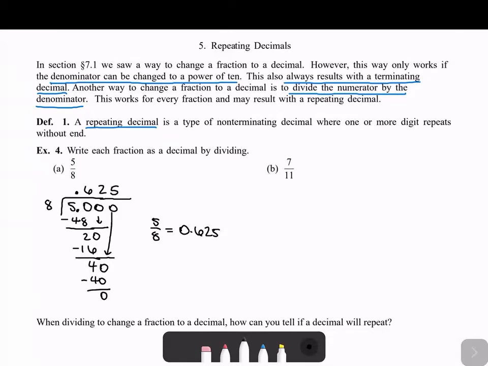So this one was a terminating decimal. And that makes sense with what we talked about in section 7.1, because the prime factorization of 8 is just 2 cubed. So we could have gotten this answer using the strategies that we learned in section 7.1, but you could have also done it by dividing and gotten the same thing.